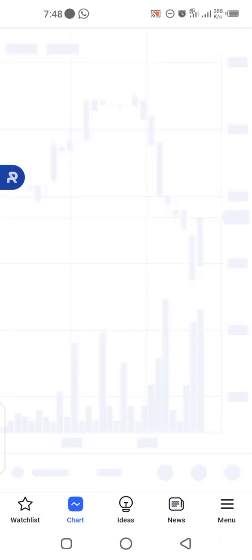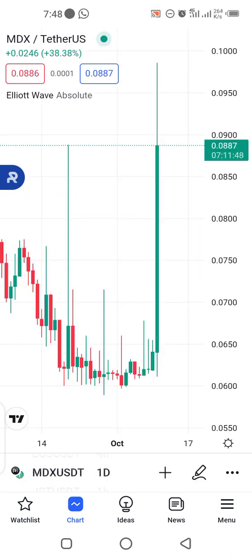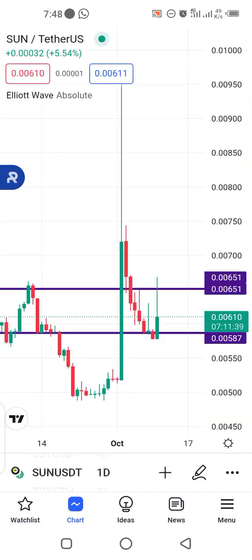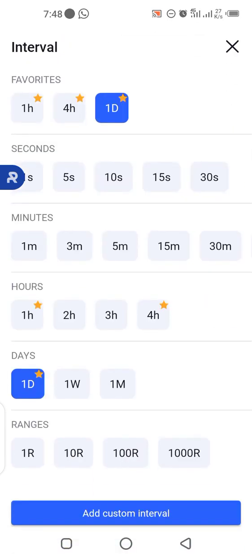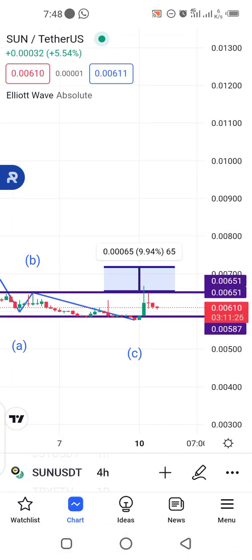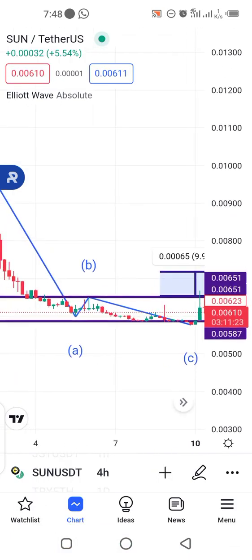There's a challenge with my TradingView, but in other areas you might find an A, a B, and a C. Let's see if we can find any. Let me use SUN. You can find an A, B, and a C. Okay, here is an A, B, and C.